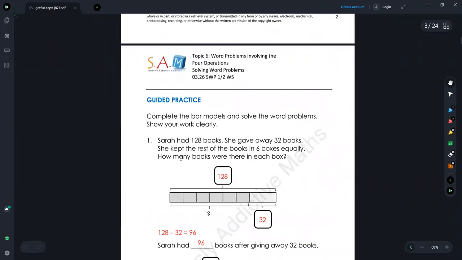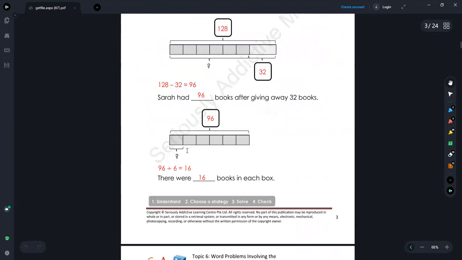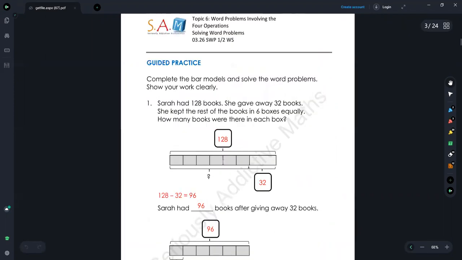All right, then for all these guided practice, I would like you to model, to draw the model out, right? Not only just getting them to fill in the blanks, and just to get them to practice as well. Okay, so please demonstrate. So this one is quite interesting. If you look at the question, Sarah had 128 books. She gave 32 away, right?